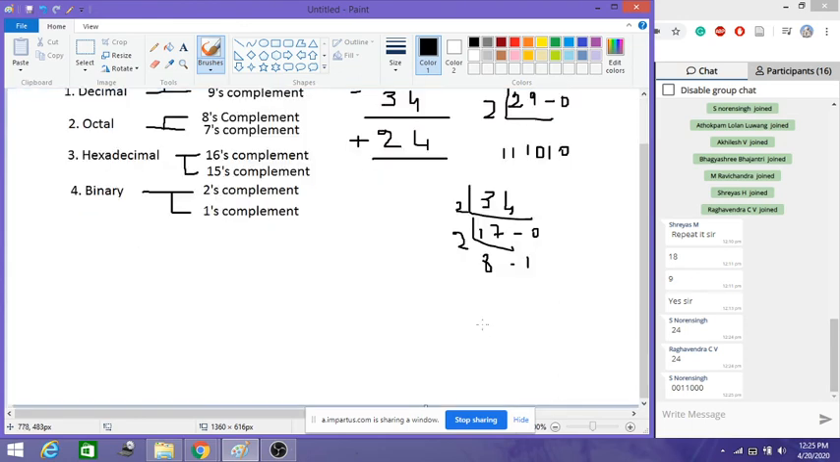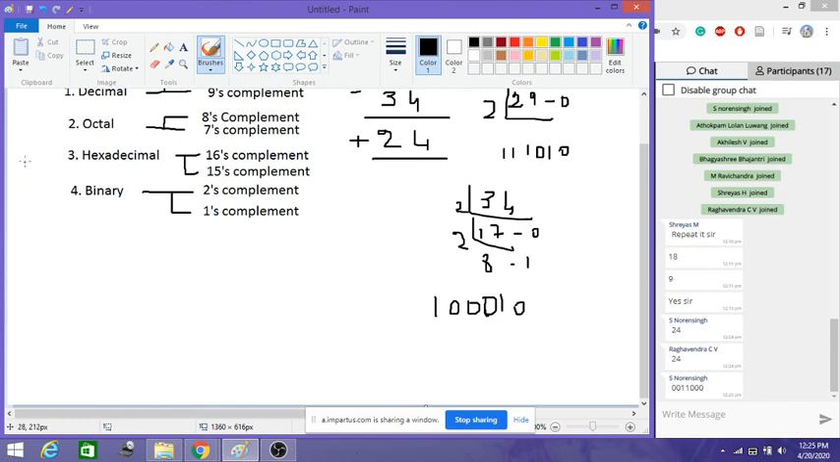So we'll continue until we get the last value less than 2. Then finally I'll get this as 0, sorry, I'll get this as 1 0 0 0 1 0. So this is my final answer.